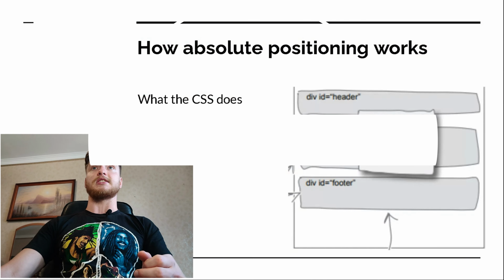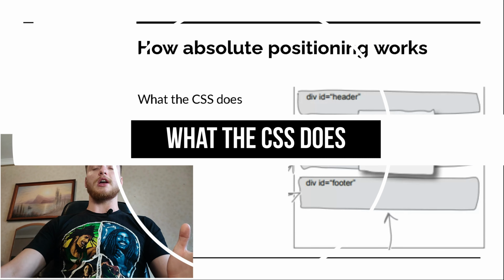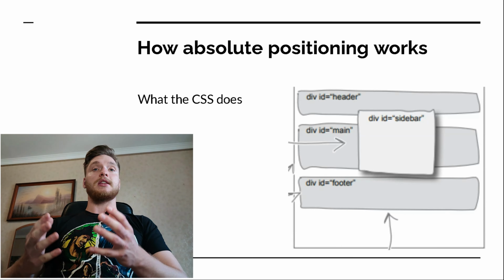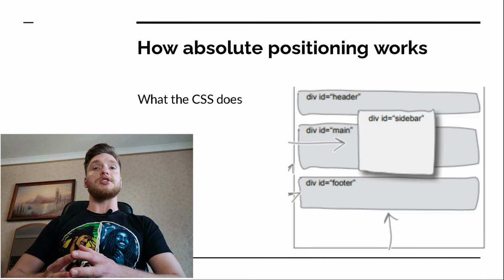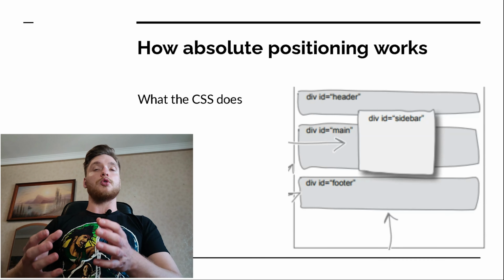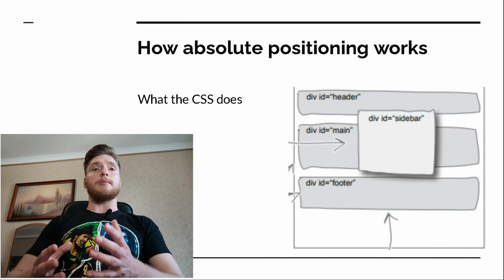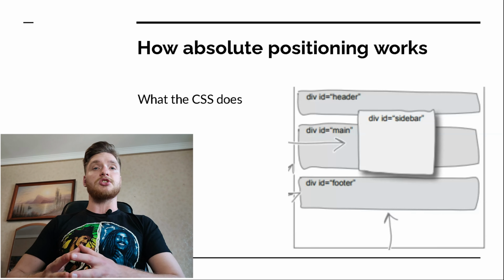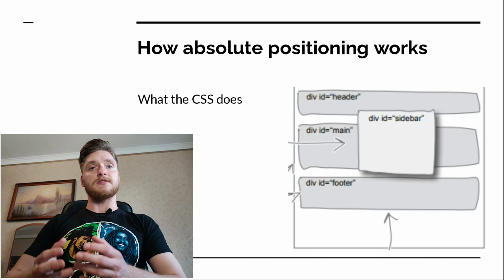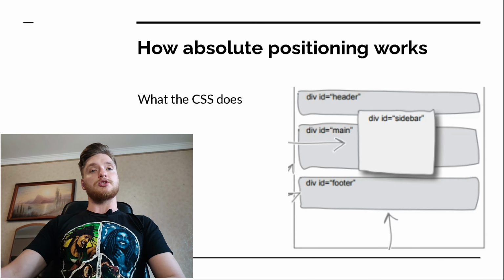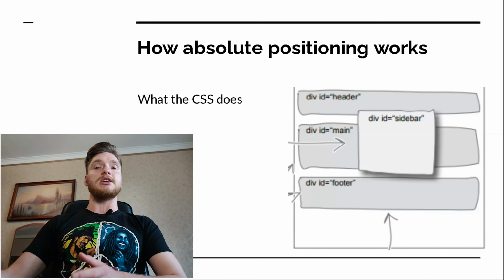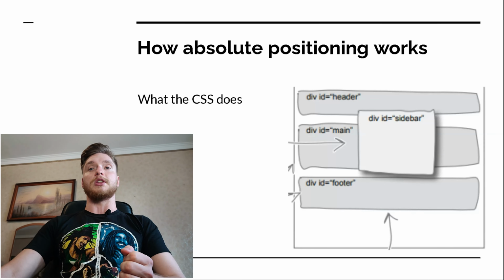Now let's look at what this CSS does. When an element is absolutely positioned, the first thing the browser does is remove it completely from the flow. The browser then places the element in the position indicated by the top and right properties. You can use bottom and left as well. In this case, the sidebar is going to be 100 pixels from the top of the page and 200 pixels from the right side of the page. We're also setting a width on the div just like we did when it was floated.